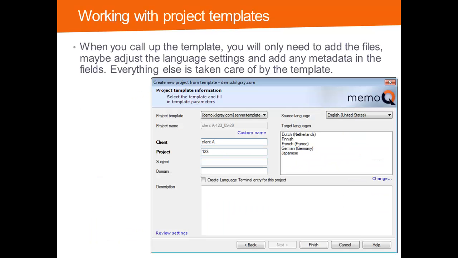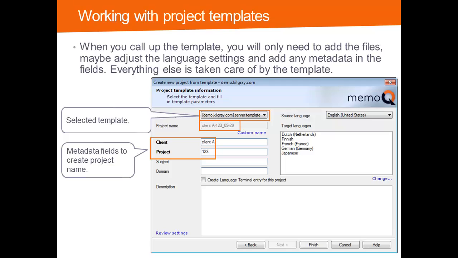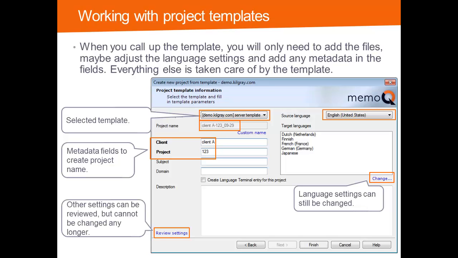When you call up the template, you will only need to add the files, maybe adjust the language settings and add any metadata in the fields. Everything else is taken care of by the template. You will see your selected template. You can fill out the metadata fields to create the project name if you use the placeholders for these fields. The language settings can still be changed. All other settings can be reviewed but cannot be changed any longer.